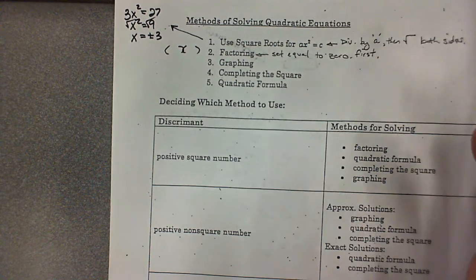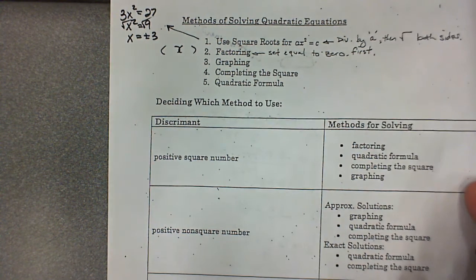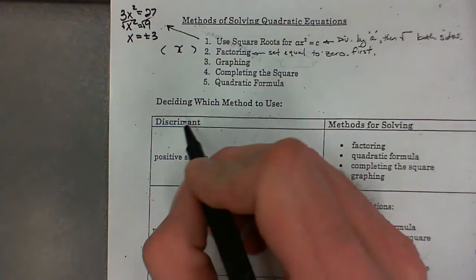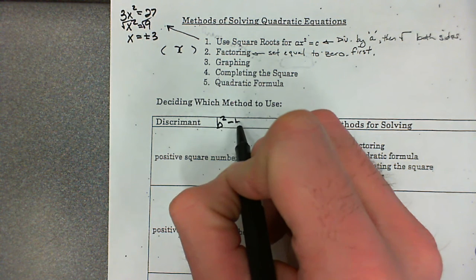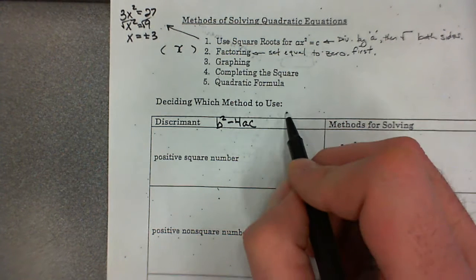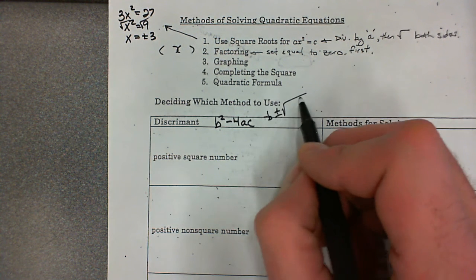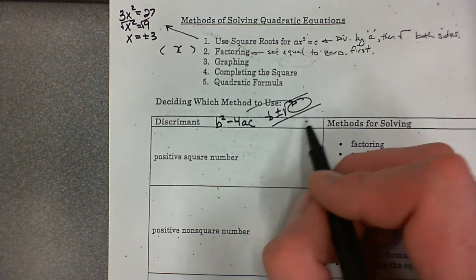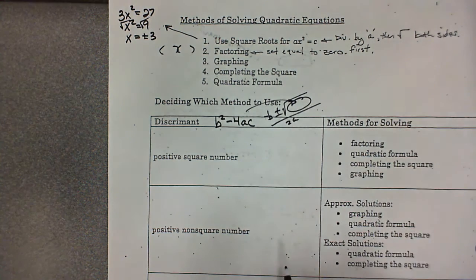So the question is, how do you know which method to use and when? Well, the discriminant can help you figure that out. The discriminant is the b squared minus 4ac. Remember, it's the part that's actually under the square root in the quadratic formula: the opposite of b, plus or minus the square root of b squared minus 4ac, all over 2a. So the discriminant is the part underneath the square root.